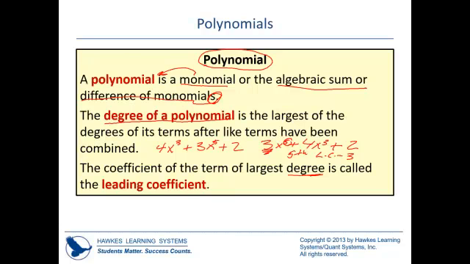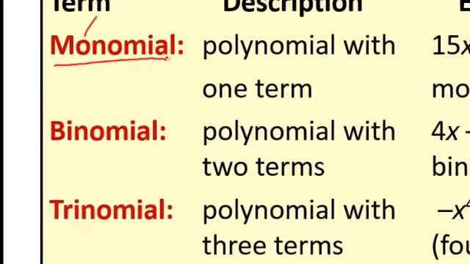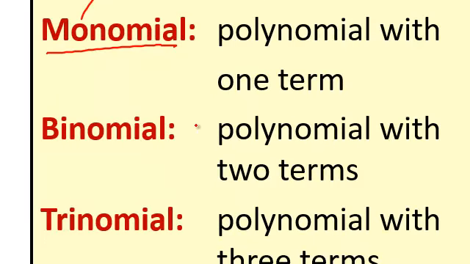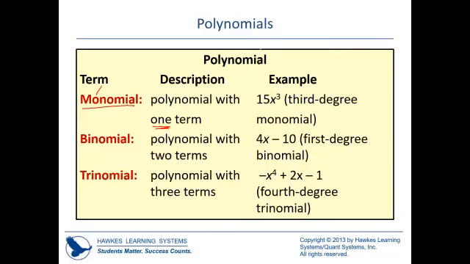So let's take a look at the different kinds of polynomials that we can have. We obviously talked about monomials. It's basically a polynomial with one term. Here's a good example of one, 15x cubed. Here we have x raised to the 3rd power, so it would be considered a 3rd degree monomial because there's only one term.